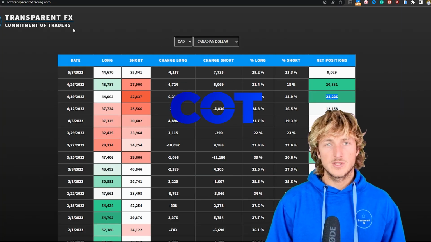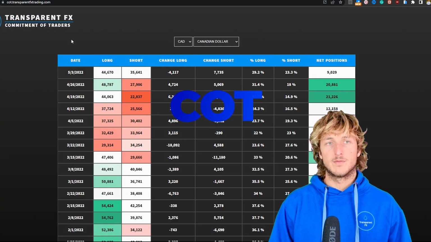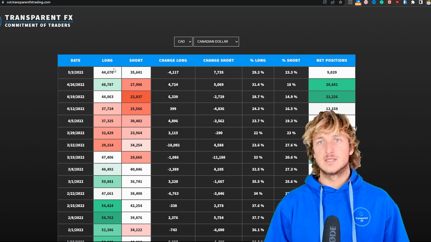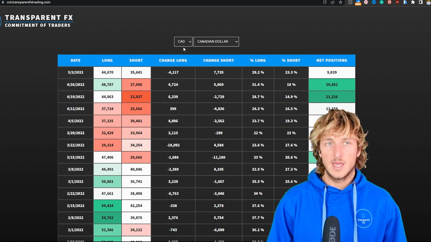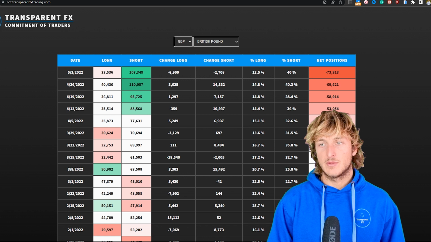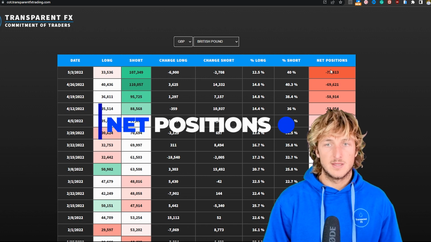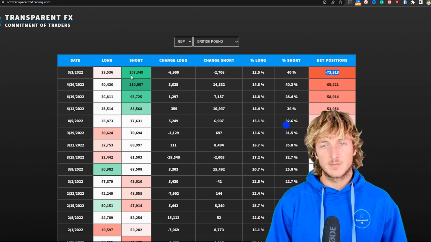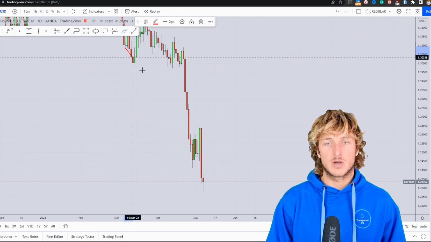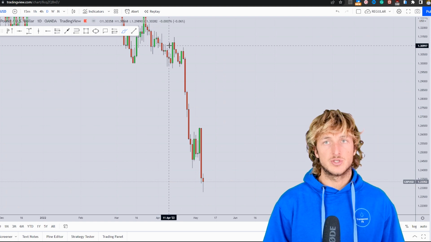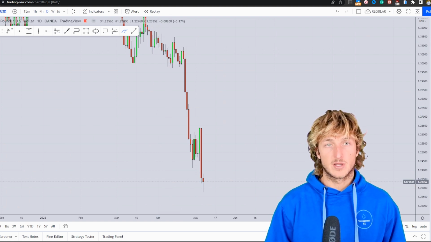Now, if we go and see what we have when it comes to the commitment of traders, so the COT data, which is what the non-commercials, so the biggest speculators in the market are doing, and we check the data on the pound, what we can see is that lately net positions have been decreasing. We clearly went from 2.2k to minus 73k net positions. We have definitely more shorts than longs, and that is clearly reflected in the price action with the market melting to the downside because of the bearish positioning of the big players in the market.